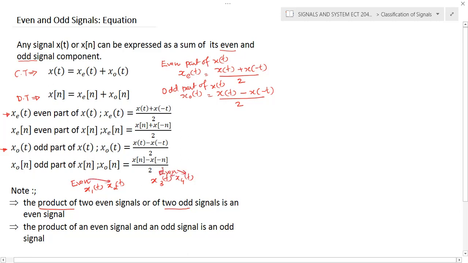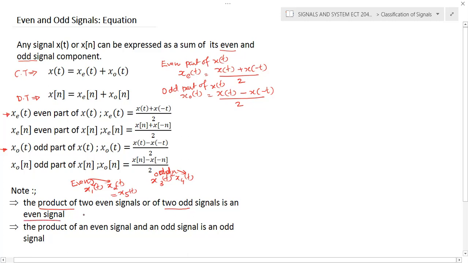Sorry, this is an odd signal. Sorry, this is odd. Then the product of this signal. Okay, assume that we are getting a new signal. Let it be x5 of t. We are multiplying two signals, x1 and x2, and you are getting a new signal which is x5 of t. Then x5 of t is again an even signal.